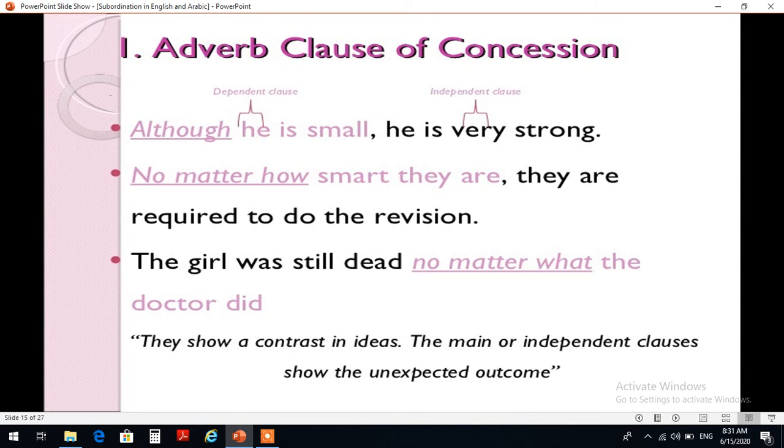So, they show a contrast in ideas. The main or independent clauses show the unexpected outcome. إذن هذا النوع من العبارات الظرفية تعبر عن بعض التناقض في الأفكار. والعبارات الرئيسية أو المستقلة تظهر النتيجة غير المتوقعة.